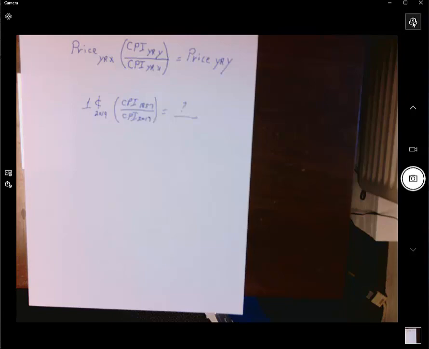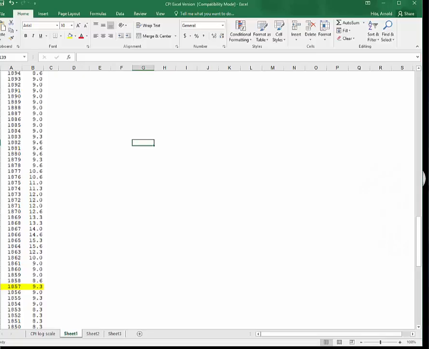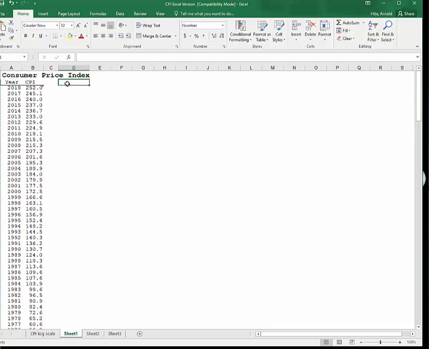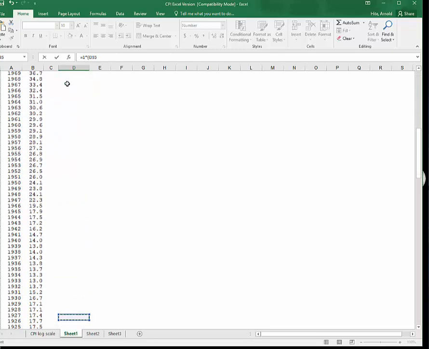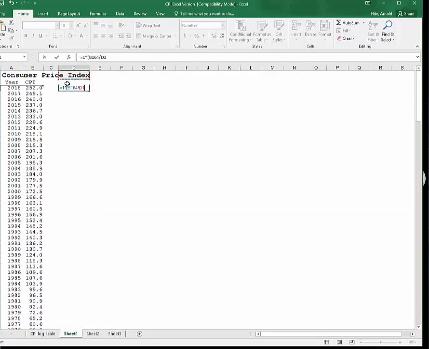So let's pull up Excel. So here's Excel. What we want to do is take, let's do it for pennies. So we're going to take 1 cent, right? We're going to multiply by the consumer price index in 1857, and we're going to divide it by the consumer price index in 2018.